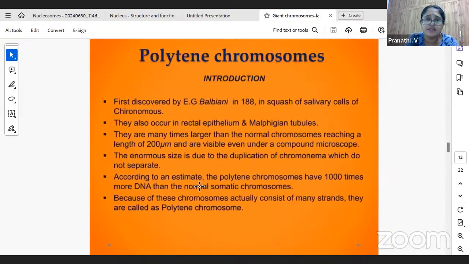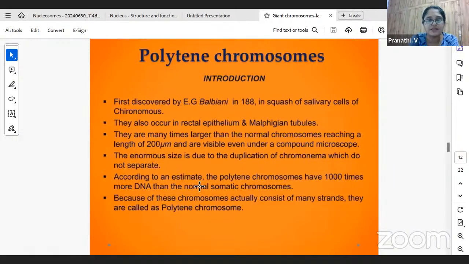Now, we have something called the polytene chromosomes. They were discovered by the scientist Balbiani in the 1800s in the salivary cells of Chironomus, an insect. They also occur in the rectal epithelium and the Malpighian tubules. So again, epithelium basically; Malpighian tubules also have an epithelial lining. They are many times larger than normal chromosomes, reaching around 200 micrometers in length. They are visible even under a compound microscope.